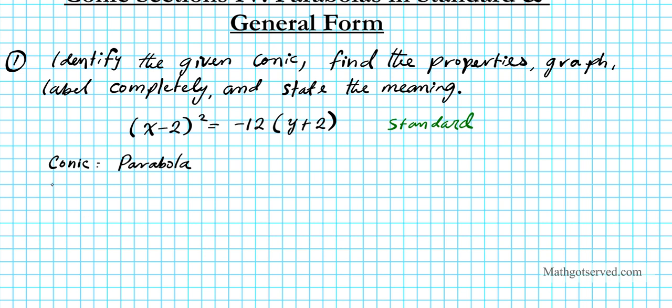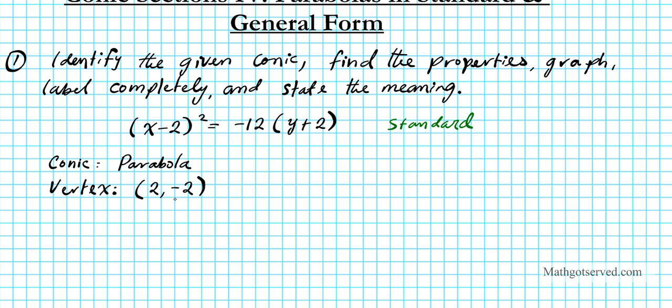Now for the parabola, we do not have a center, we actually have a vertex. So let's go ahead and write out what the vertex is. Finding the vertex is the same procedure as finding the center. You just take the opposite of the numbers next to each variable. So the opposite of negative 2 is positive 2. The opposite of positive 2 is negative 2 for the y.